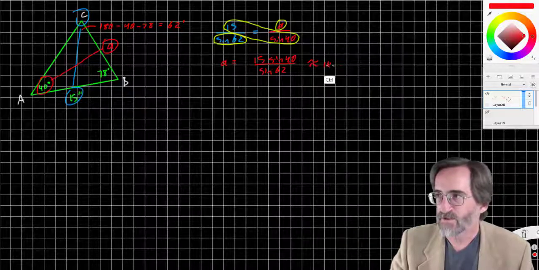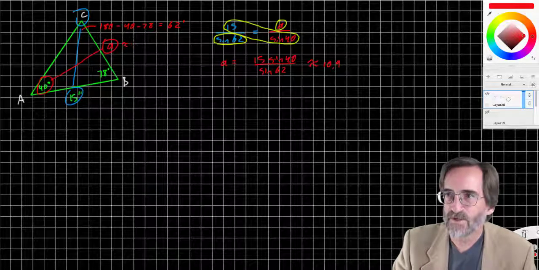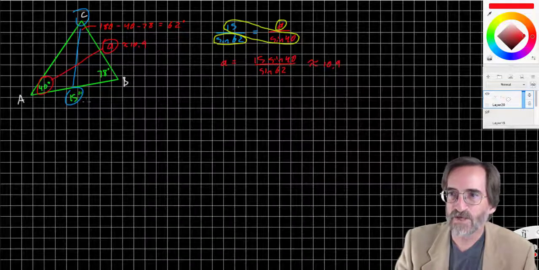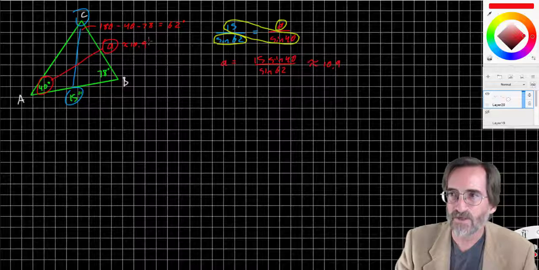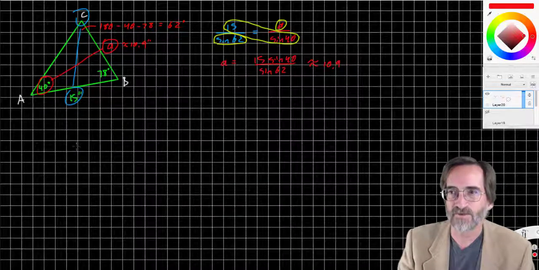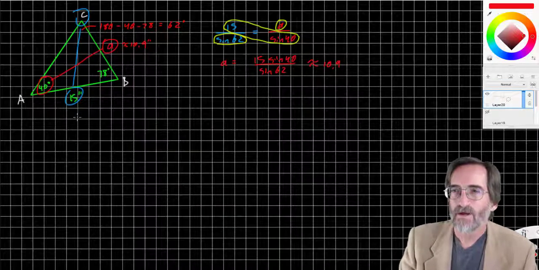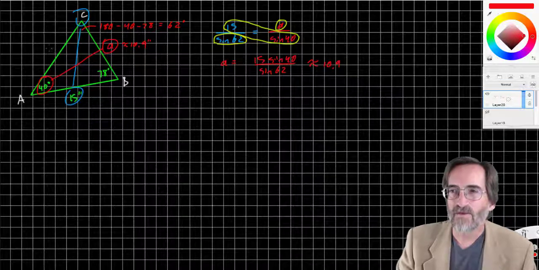10.9. Okay, so a is approximately 10.9. And always check to make sure it's reasonable. 40 is smaller than 62 and 10.9 is smaller than 15, so it does make sense that it's a little smaller than 15. Okay, now I need to find the third side.